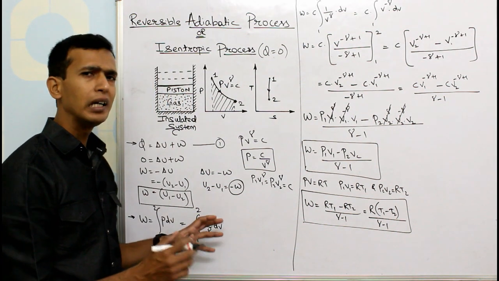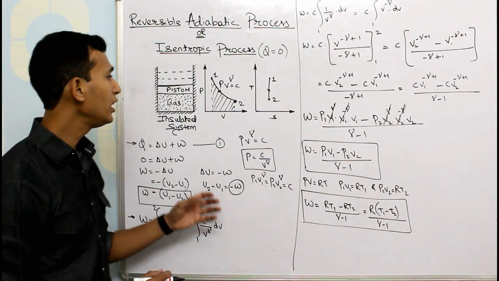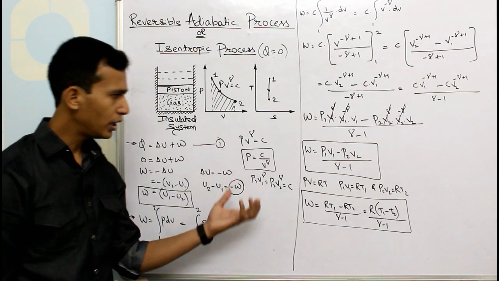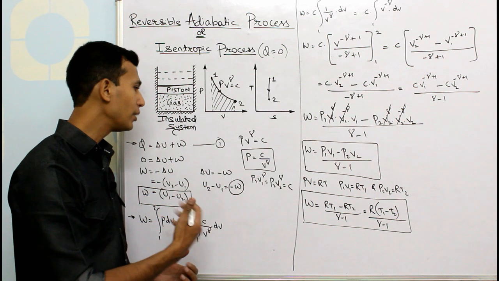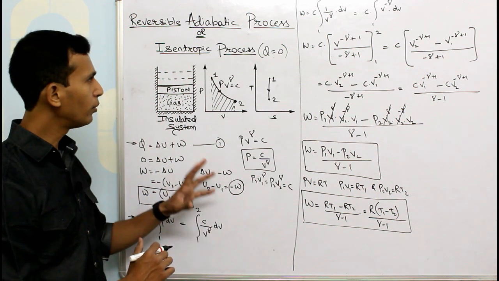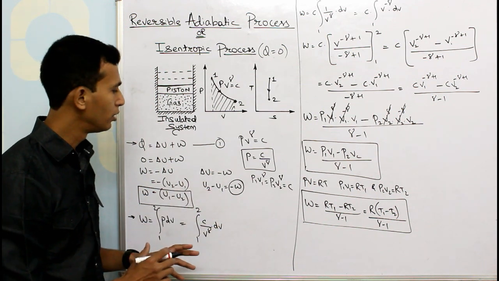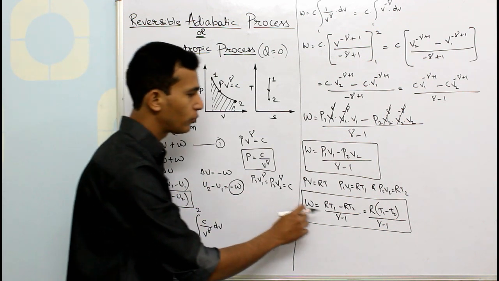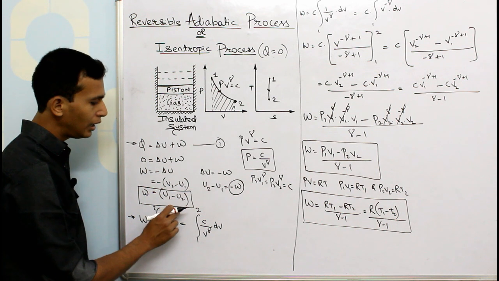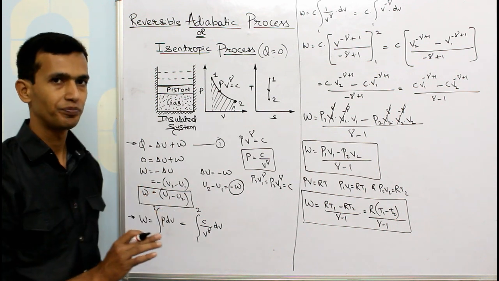Now there are some relations between pressure, volume and temperature. Those relations we'll study in the coming video. Now this was all about an adiabatic process. This is Q equals 0, W equals this much, and change in internal energy is equal to minus W.